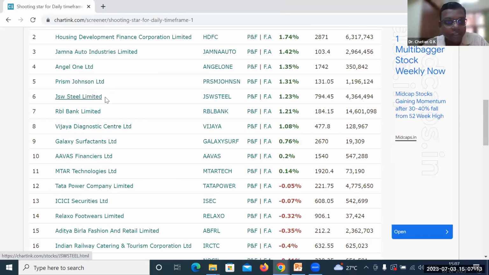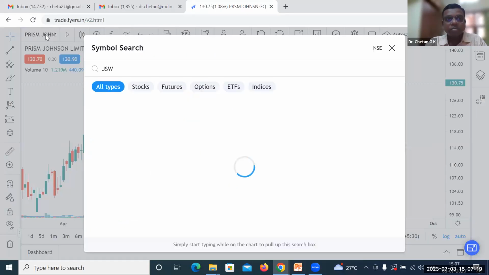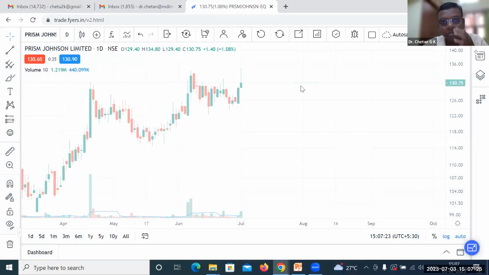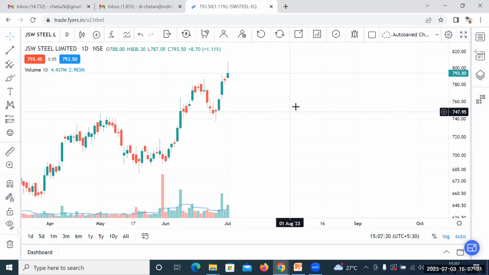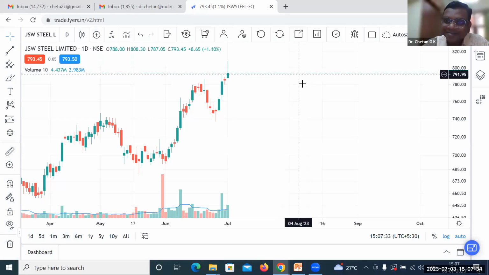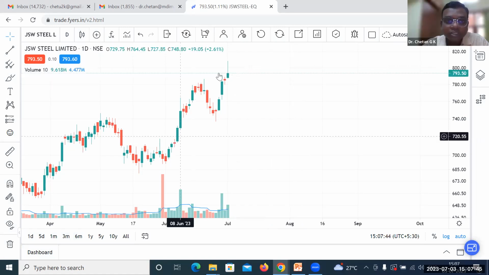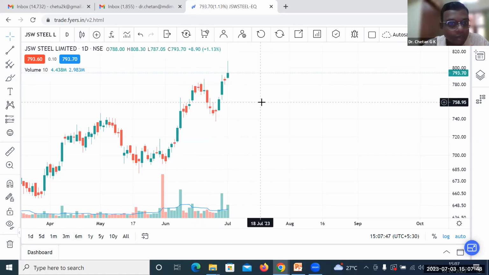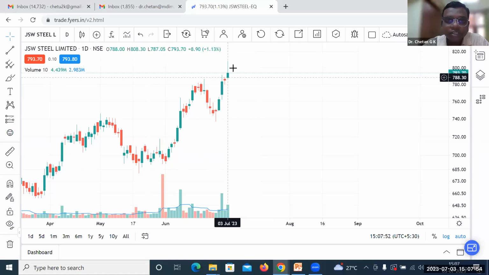So the next one is JSW Steel, is it not? So let me go to JSW Steel now. Yeah, anybody has got anything to say? Recently, JSW Steel touched its 52 weeks high. So, if there is a shooting star, maybe it may fall. The trend may reverse. Okay. So you are saying that this is a shooting star and the market may fall. Yes, sir. So yes, this is a shooting star for me as well.